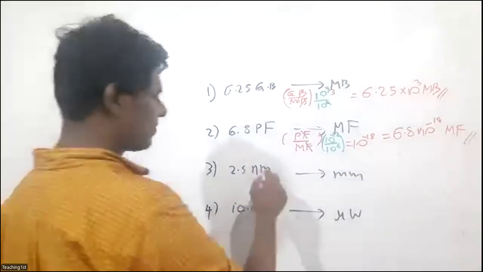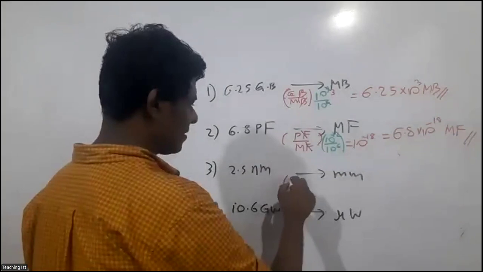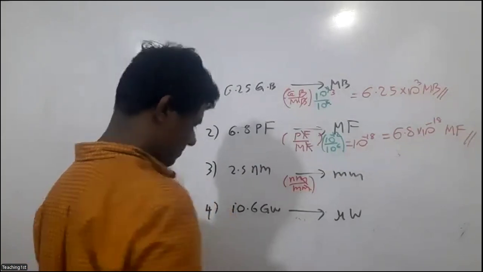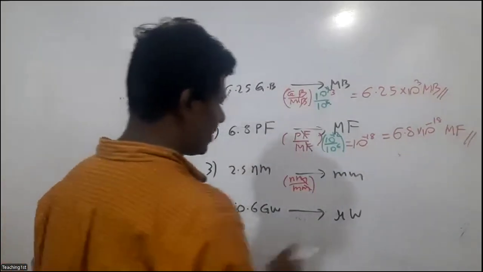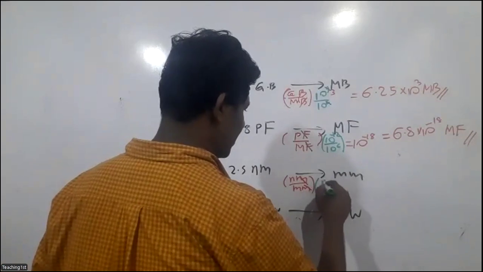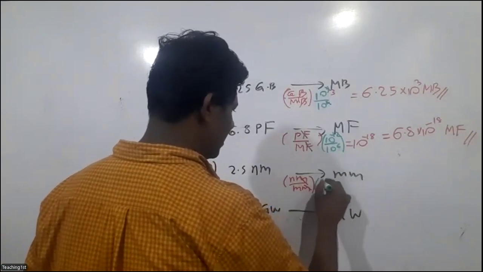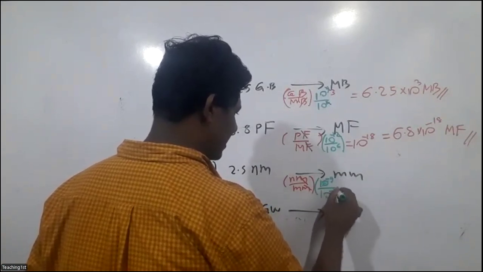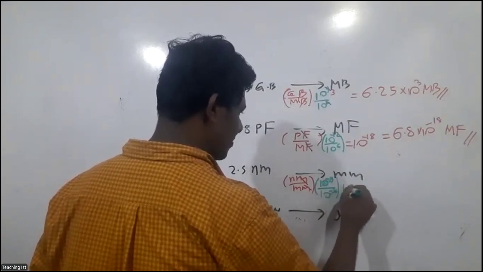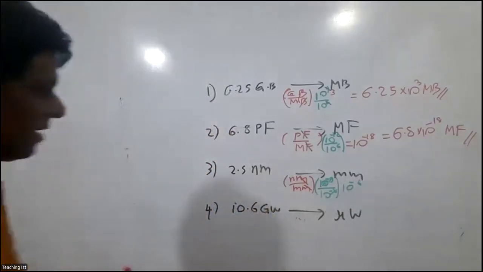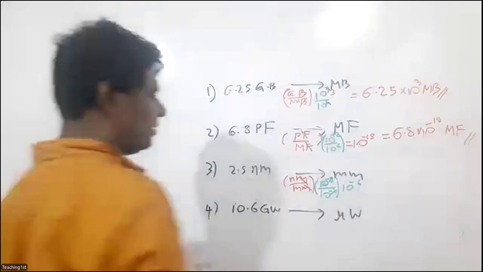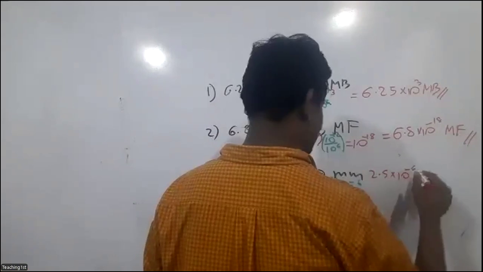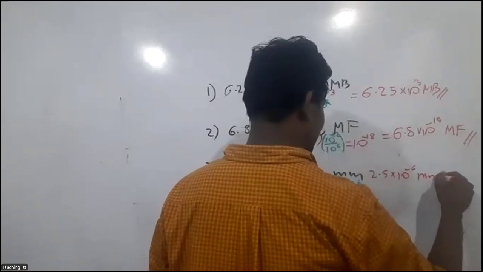Here the conversion factor: nanometer divided by millimeter. Meter and meter cancel off. Now it is nano over milli. Nano means 10 to the power minus 9, divided by milli, which means 10 to the power minus 3. It is going to be 10 to the power minus 6 only. So my answer is now 2.5 into 10 to the power minus 6 what? Millimeter.